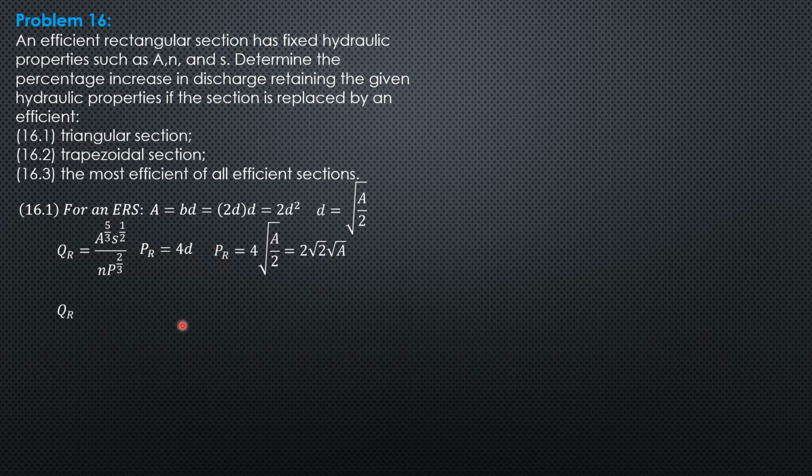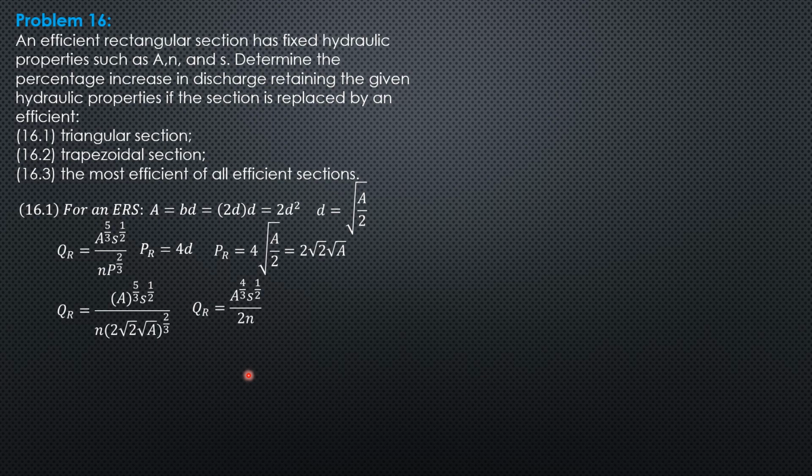Therefore, the perimeter is 2 square root of 2 times square root of A. Substitute into the formula. So, A to the 5/3, which is fixed, S to the 1/2 over N, 2 square root of 2 square root of A to the 2/3. Since square root of A to the 2/3 is A to the 1/3, A to the 5/3 minus A to the 1/3 is A to the 4/3. Therefore, Q of rectangle is A to the 4/3 S to the 1/2 over 2N. So, that's the discharge formula of an efficient rectangular section.